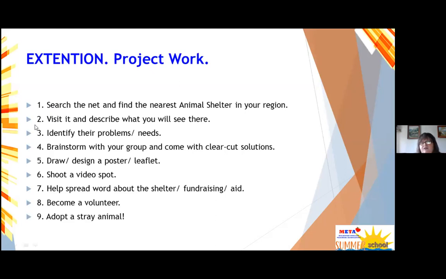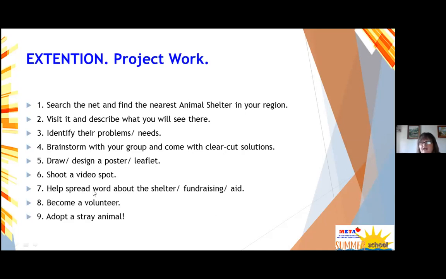It's a good idea to make them identify the shelter's problems and needs. If the students are very young, they can go there with their parents. They could brainstorm with the group and come up with clear-cut solutions. You can ask them to draw or design a poster or a leaflet, or they could shoot a video spot about the visit to the animal shelter.